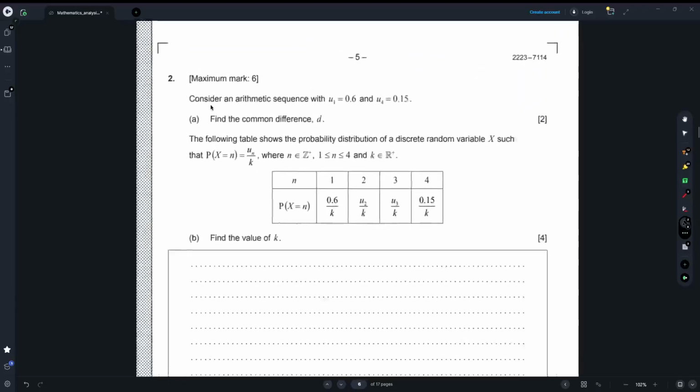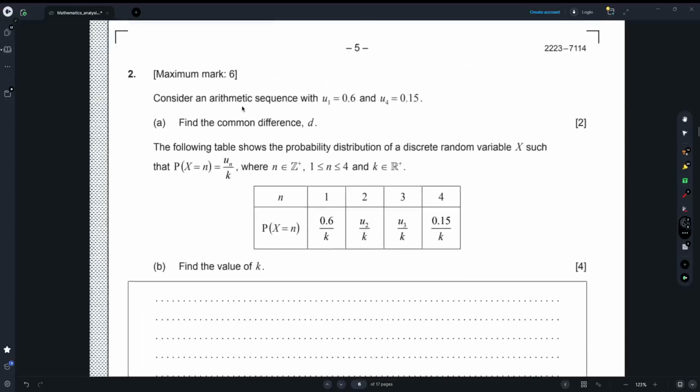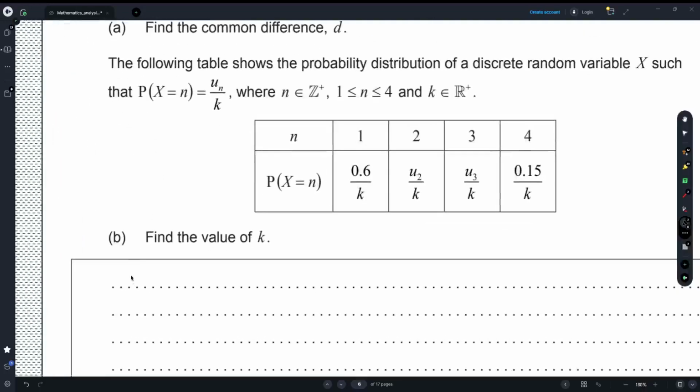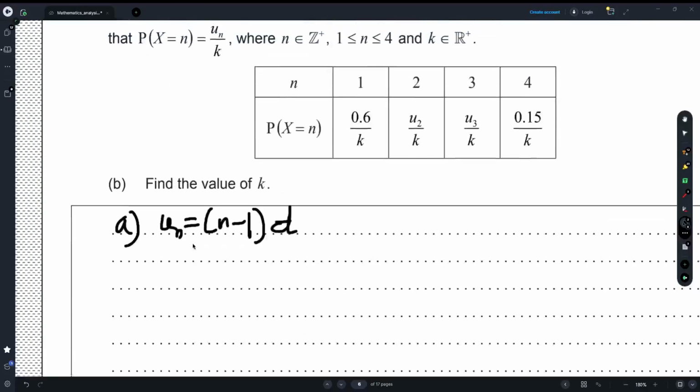Alright, so this next part here, question 2. Consider an arithmetic sequence that u1 equals 0.6 and u4 equals 0.15. Find the common difference d. So we know that u of n in an arithmetic sequence is u1 plus n minus 1 d.